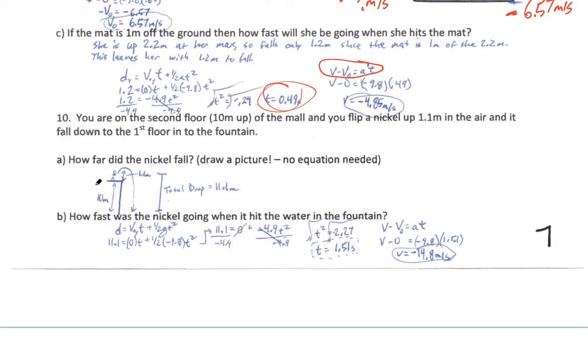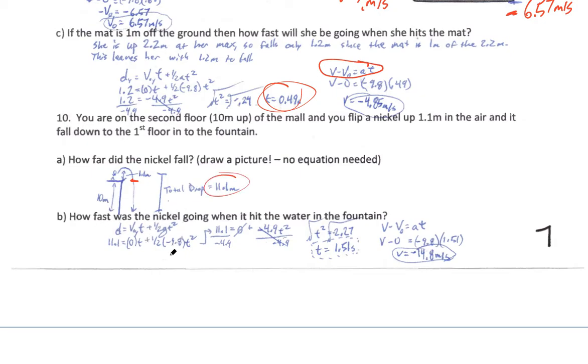Draw the picture. All right, so to begin with, you are 10 meters up. If I flick the nickel 1.1 meter up, that would be up here, 1.1 meters above where I flicked it. But when it falls, it's going a lot further down, right? It's not just falling 1.1 meter, because it goes over the ledge, falls the 1.1 meter, which would be here, but then also the additional 10 meters that I'm up there, so making a total drop of 11.1 meters.